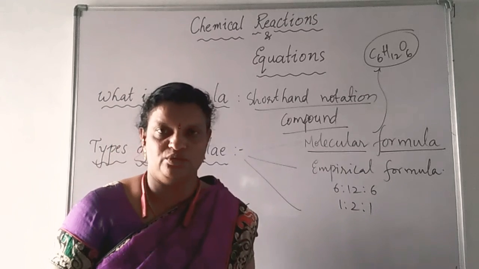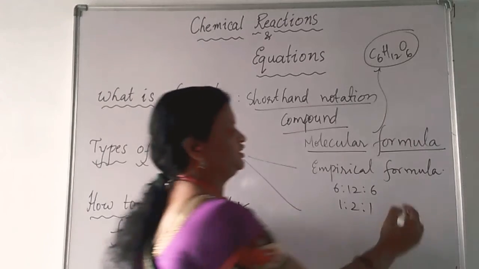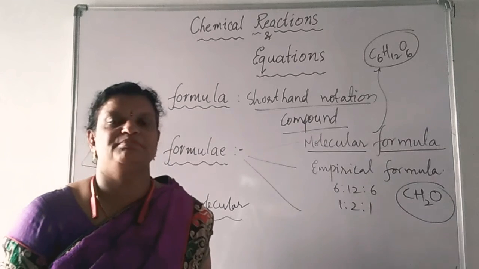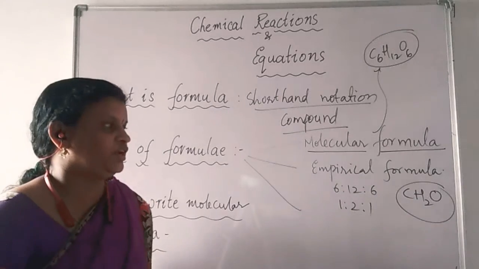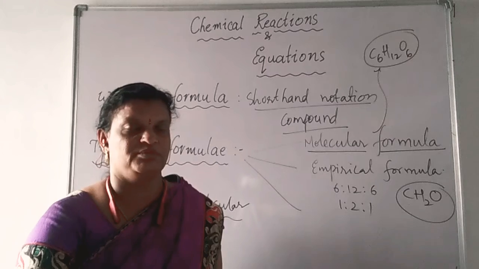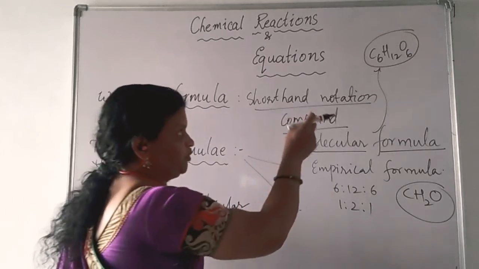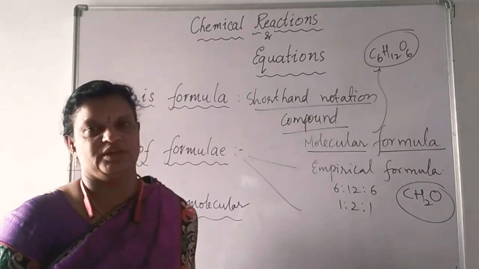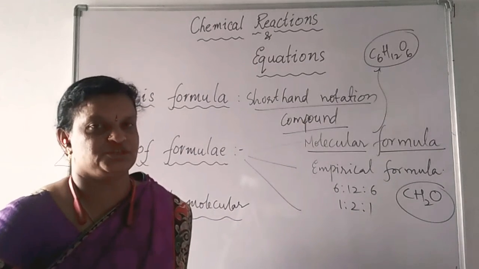So, if anybody asks you, what is the empirical formula for glucose? What is your answer? You will write the answer as CH2O. This is showing the simplest ratio of the elements which are present in the compound. So, CH2O is the empirical formula for glucose. Not only for glucose, it may be the empirical formula for others also. So, it depends on what the molecular formula is. You first should know that. After that, you derive the empirical formula. You divide with a particular number so that you can get a simple ratio.